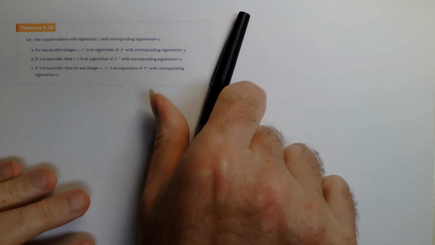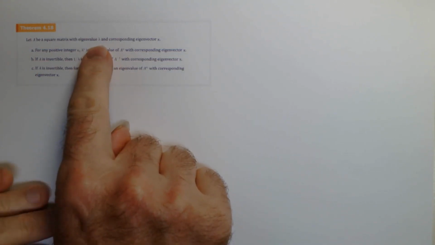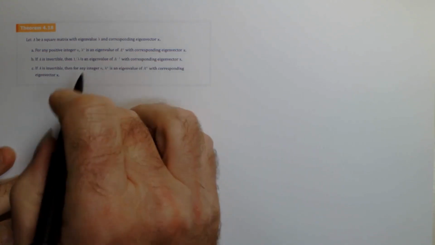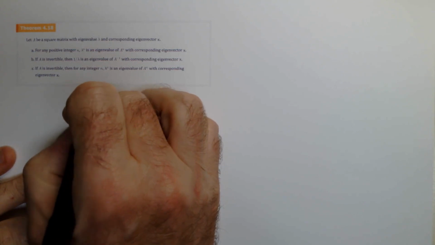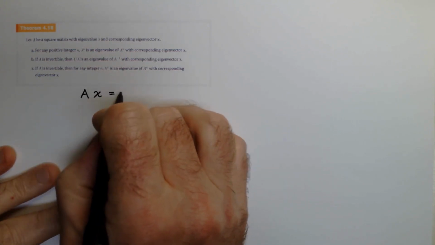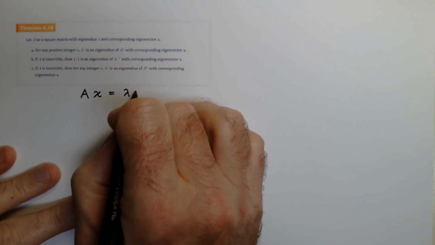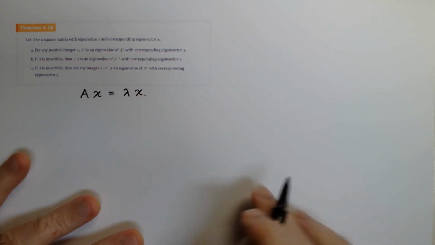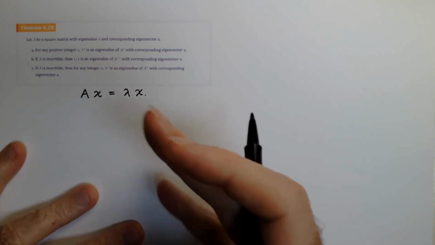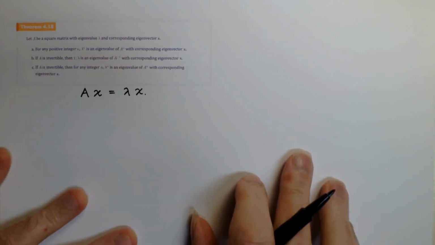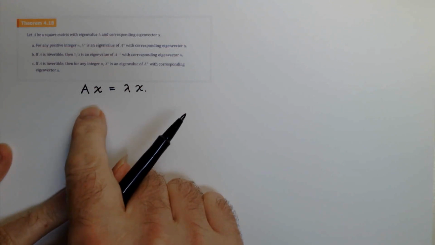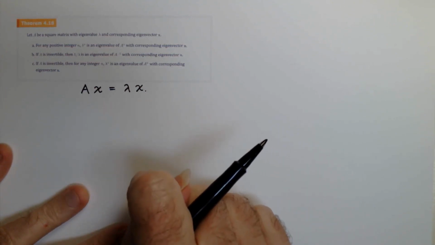All right, welcome to the document camera. We're going to look at the proof of theorem 4.18. And in this theorem, we've got a square matrix A with an eigenvalue of lambda and a corresponding eigenvector of x. And so let's write out that relationship. We know that when we take the matrix A and apply it to that vector x, we're going to get a multiple of that vector x, namely lambda times x. That's a statement of fact present in all of the parts of theorem 4.18: A applied to x always equals lambda times x.